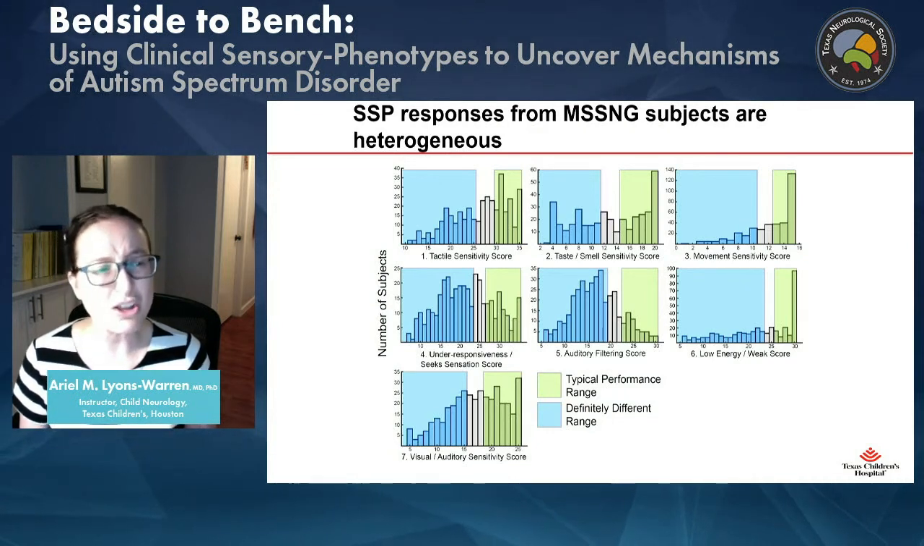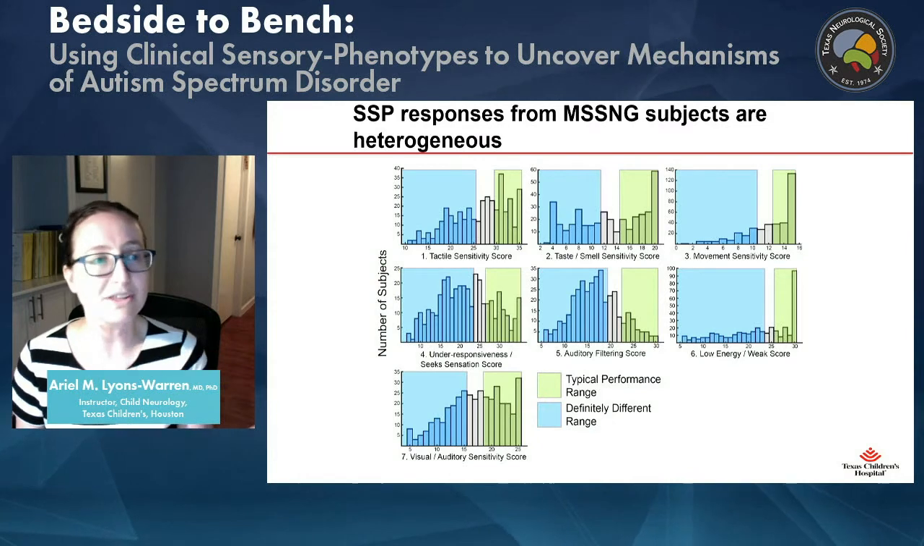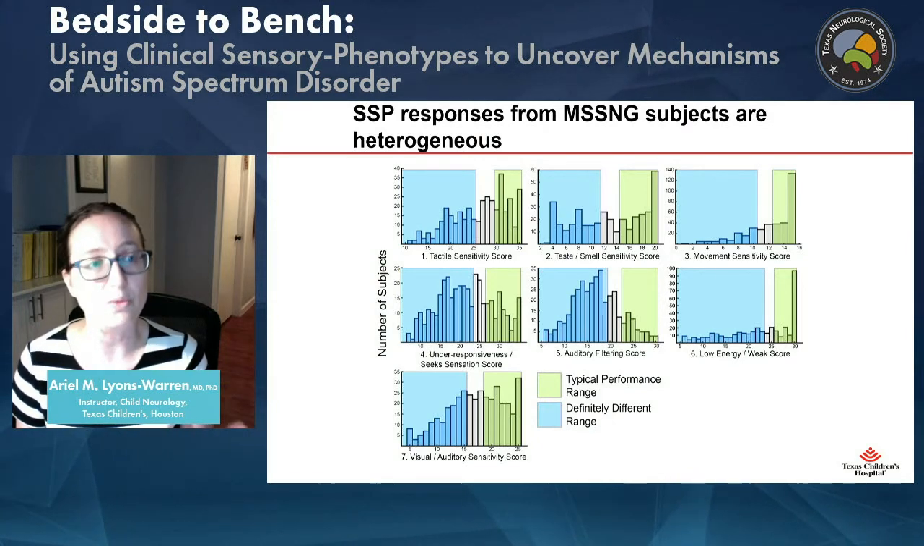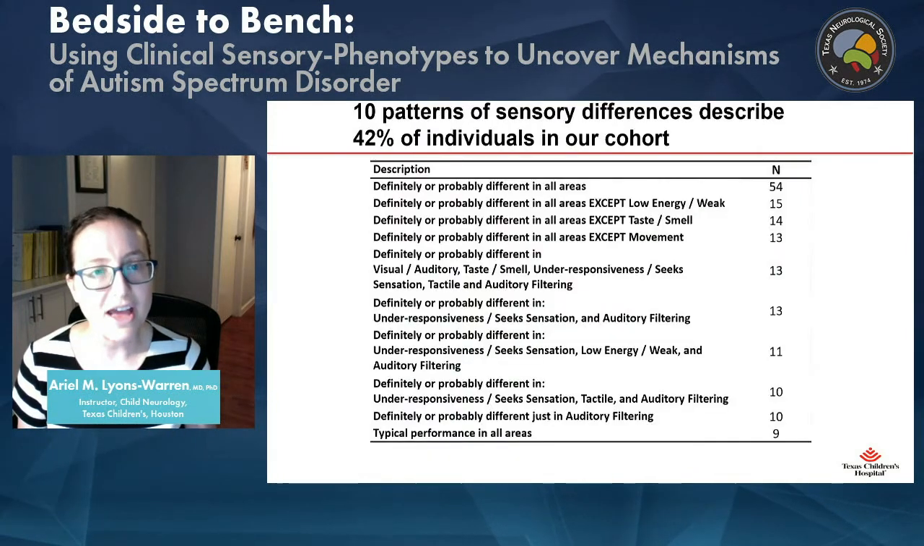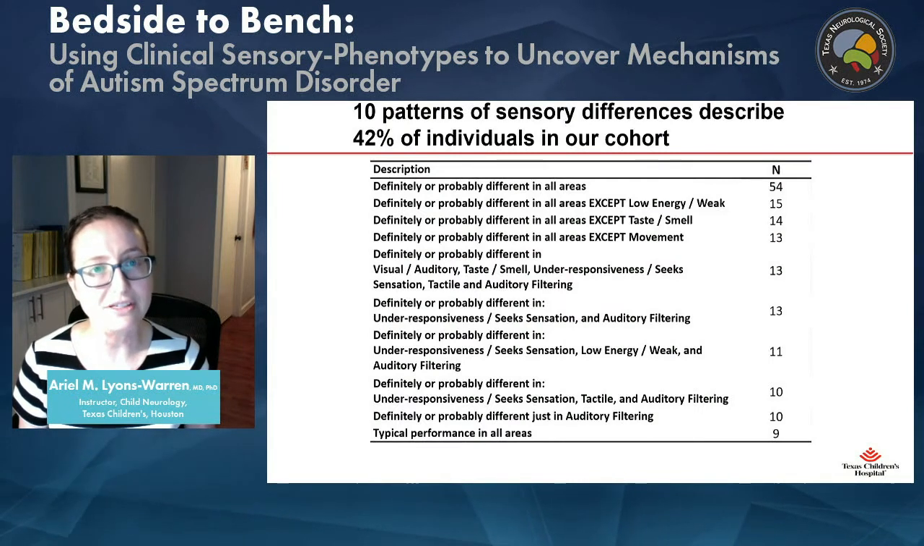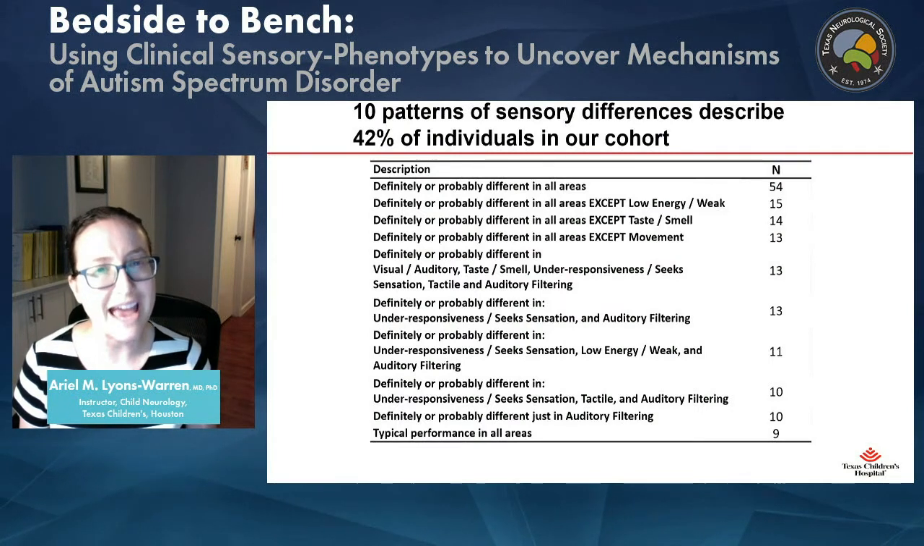Then we looked at, for each individual child, were they typical? Were they different? What was their pattern? What we found was that 10 patterns of sensory differences described almost half of our cohort.